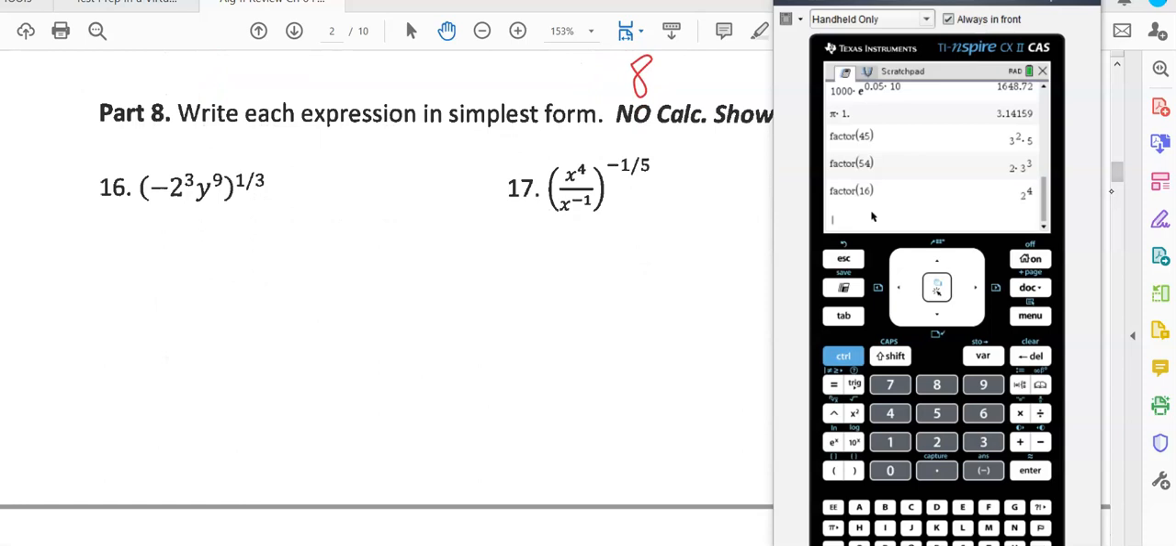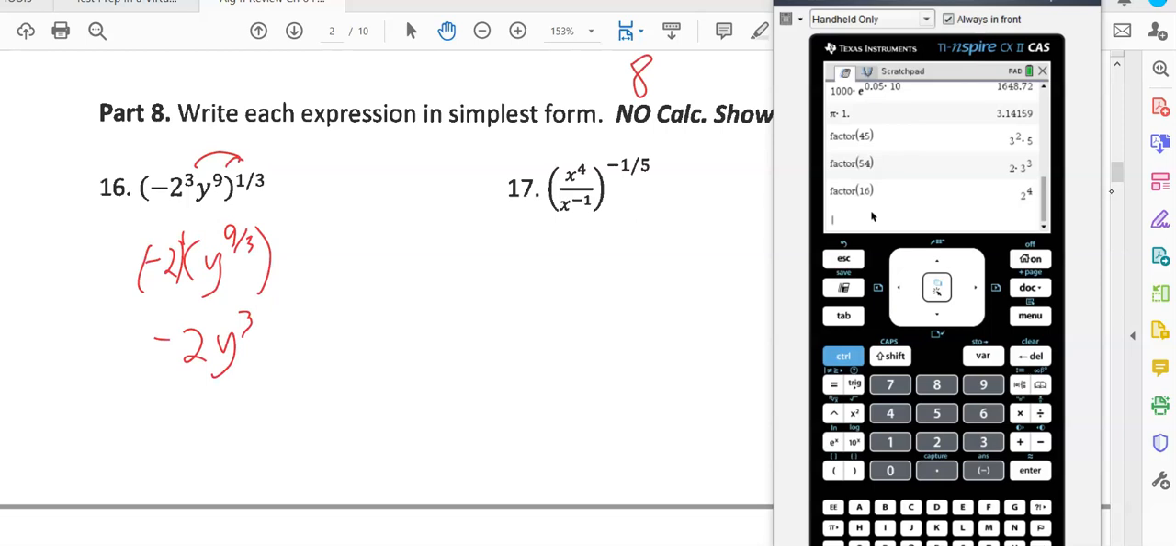One in simplest form, so this is being distributed to both exponents there. So this would be negative 2 to the first, essentially, times y to the power of 9/3, which is 3. So we get negative 2y to the third. I think there we go.